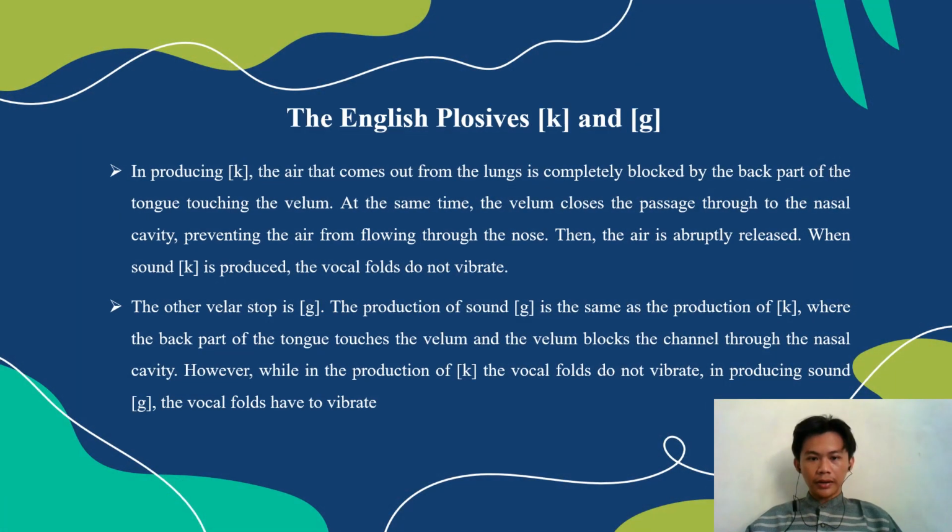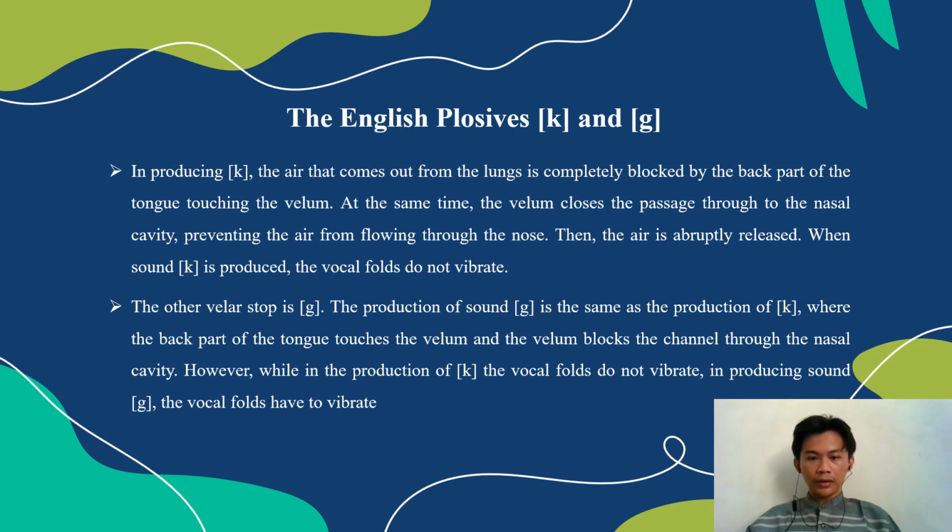Next is k and g. In producing k, the air that comes from the lung is completely blocked by the back part of the tongue touching the velum. At the same time, the velum closes the passage through the nasal cavity, preventing the air from flowing through the nose. Then the air is abruptly released. When the sound k is produced, the vocal folds do not vibrate. Examples are keep, locker, and like.